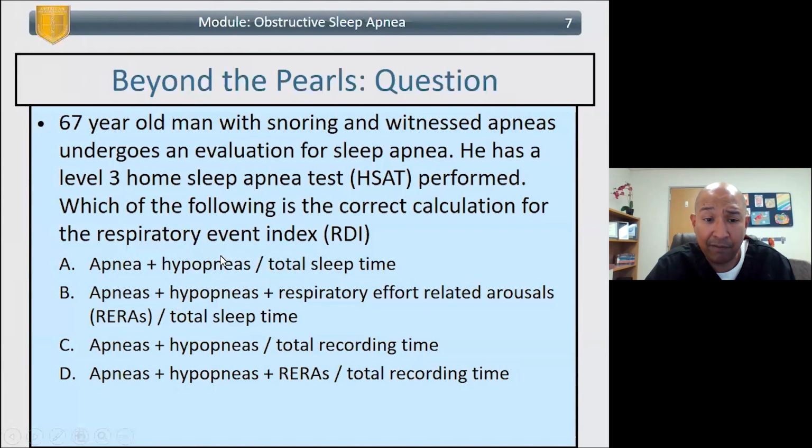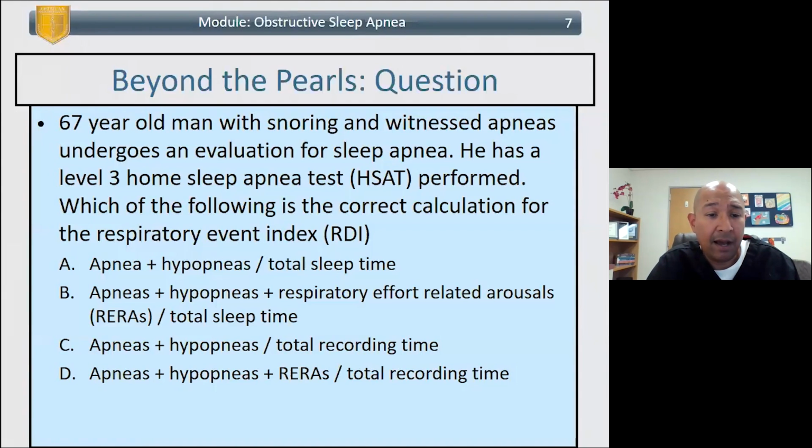When we think about RDI and we talk about a home sleep study, is that going to be equal to the apneas plus hypopneas? I really like that part of it. But is it going to be divided by total sleep time? The answer is probably not, because to know total sleep time, the old school way is polysomnography, looking at the epochs when you transition into sleep, and you can't really do that without the EEGs or other advanced technology. So if we do a home sleep study test, I'm not going to be dividing it by total sleep time. So I can't answer A as the right answer.